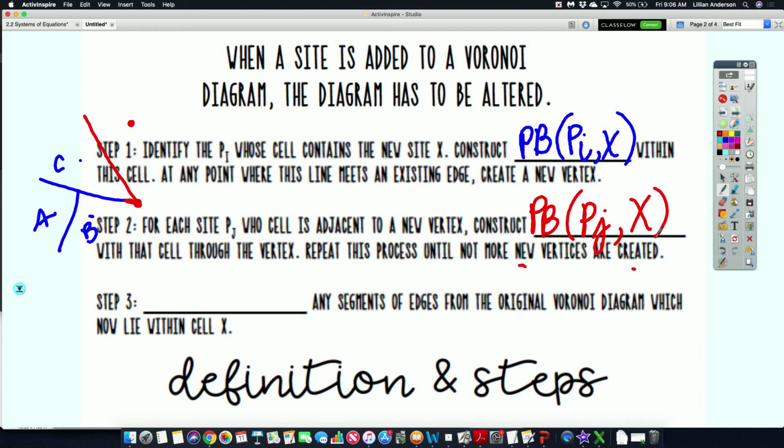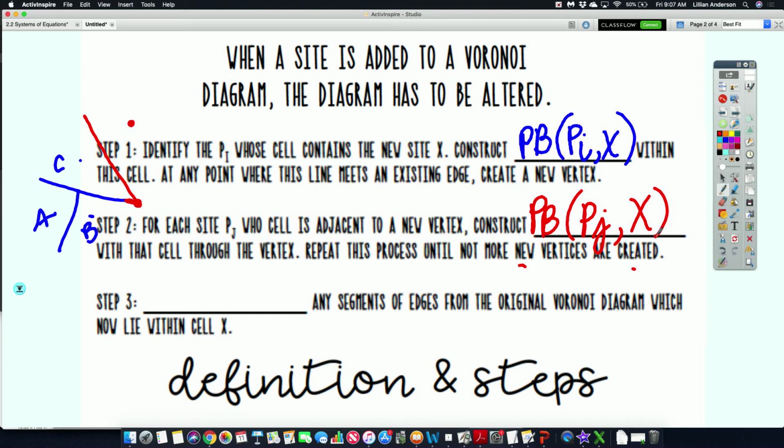And again, if you end up creating that perpendicular bisector and it intersects again with another existing edge, you have to continue to repeat this process until it doesn't intersect any more edges. Okay? So step 2 can be repeated multiple times.